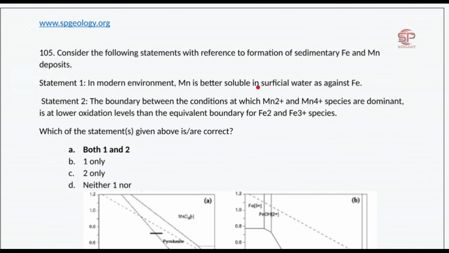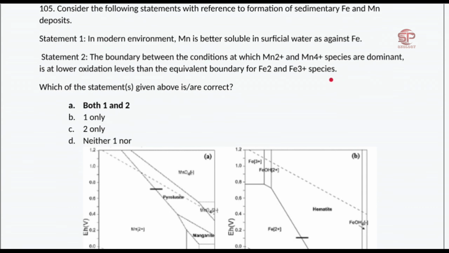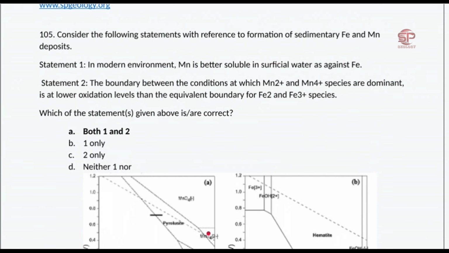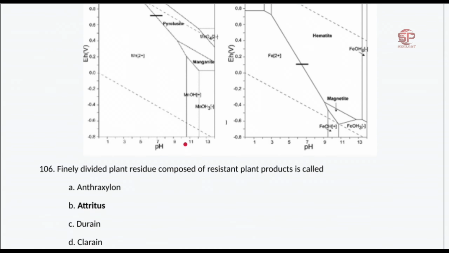Then the following statement refers to the formation of FeMn. In the modern environment, Mn is more soluble in surface water as against Fe. In ancient times, Mn was not that soluble because there was less availability of oxygen. Now the availability of oxygen is more, so Mn is more soluble than Fe. The boundary condition of Mn2+ to Mn4+ is at a lower oxidation level than Fe2+ to Fe3+. You can see this in this diagram. That is also correct, so both options will be correct. The answer will be A.